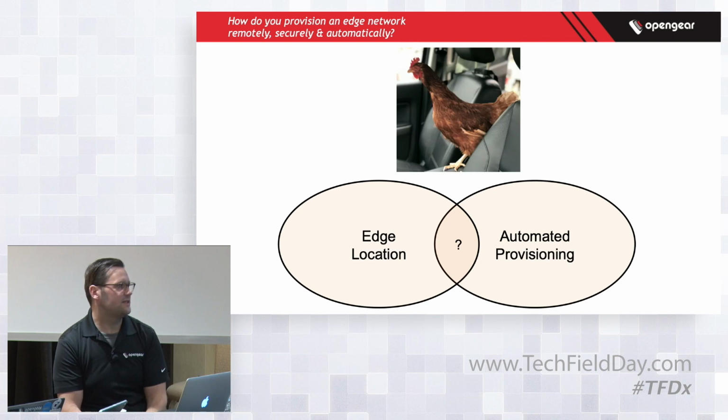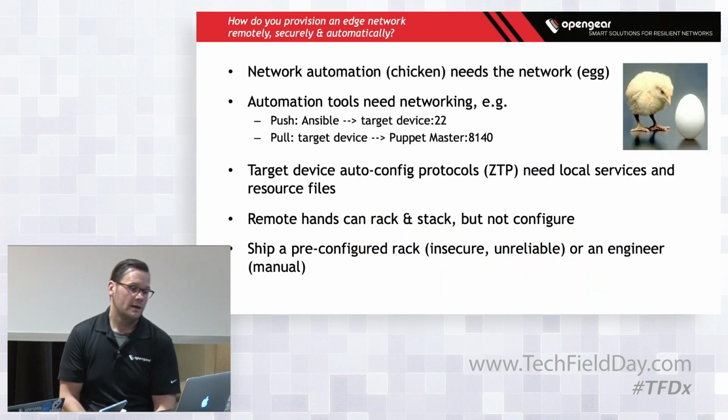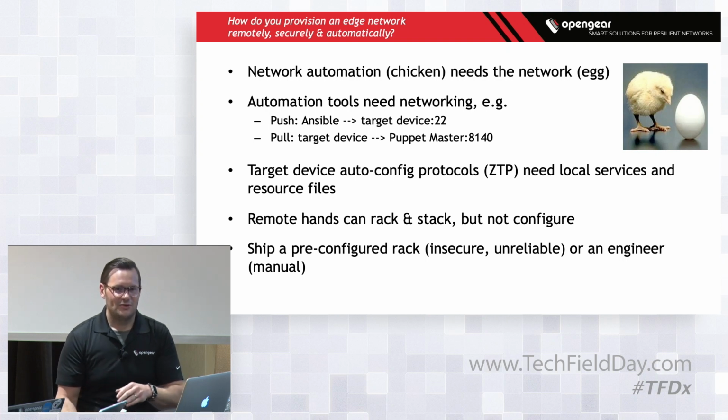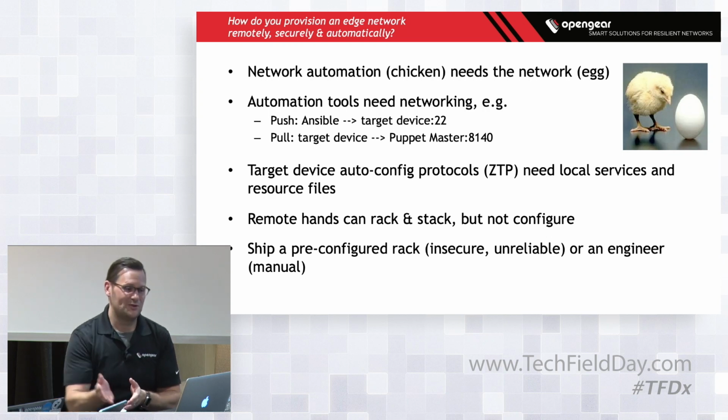So at the intersection of these, you've actually got a bit of a chicken and egg problem. The question that we're trying to answer is how do you provision a new edge network remotely, securely, and automatically? So the thing with network automation is you actually need the network there to be able to run the automation tools, since they use the network.